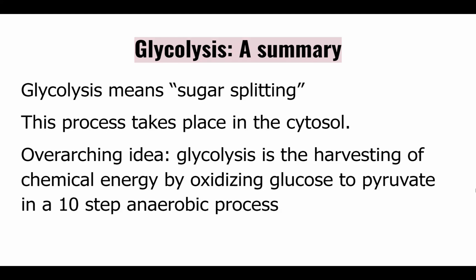The big idea here, if we were to summarize glycolysis in one sentence, it would be this bit right here. Glycolysis is harvesting chemical energy by oxidizing glucose and yielding pyruvate. The process overall is 10 steps, but the big word that I want you to underline, highlight, etc. is anaerobic.